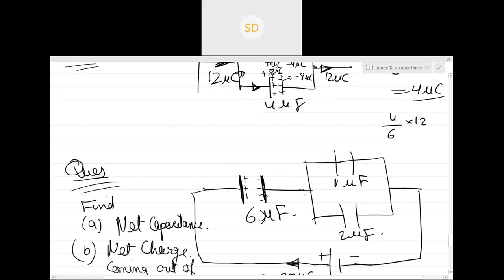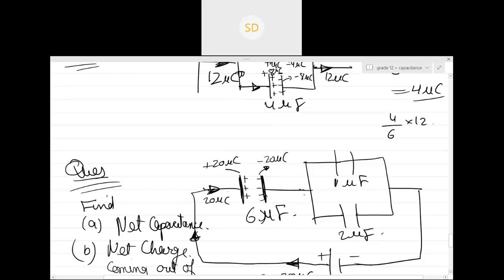Can anyone tell me what will be the charge on these plates? It will be 20, since this is in series, so the 20 will come directly over here, and this will be plus 20 microcoulomb, and this will be minus 20 microcoulomb.